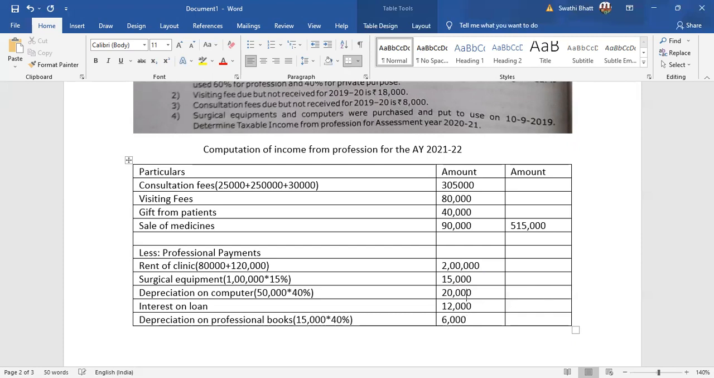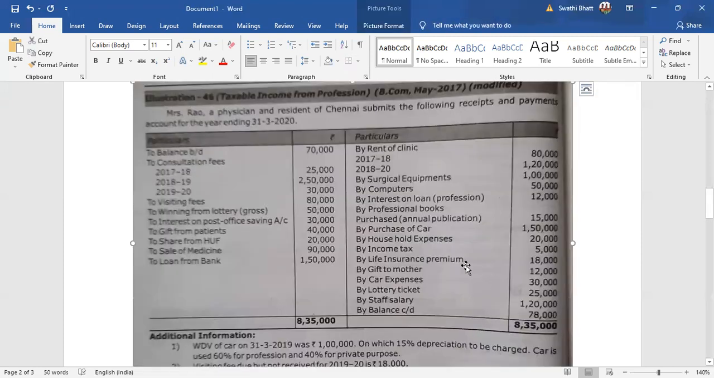6,000 rupees. The next one that we have over here is by purchase of car, we'll deal with the car part later. The next one is household expense. It's related to your personal house and it is nowhere connected to your business, so you cannot show it.